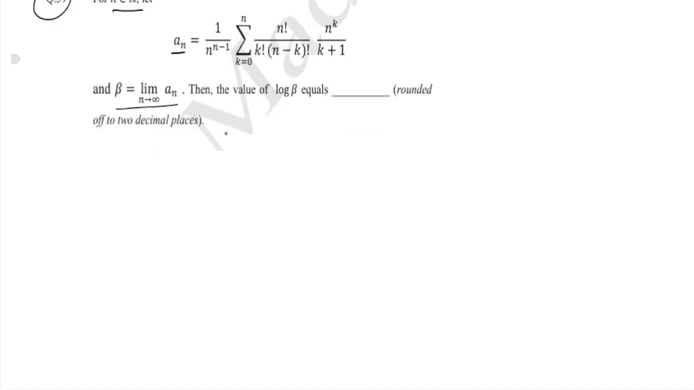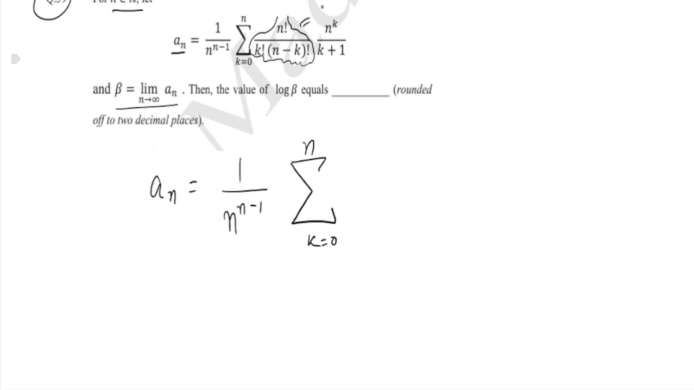So firstly we write an. An is given as 1 upon n to the power n minus 1, summation k equals 0 to n. This is similar to a class 11 thing called the combination formula, nCk. So we write it as nCk into n to the power k divided by k plus 1.